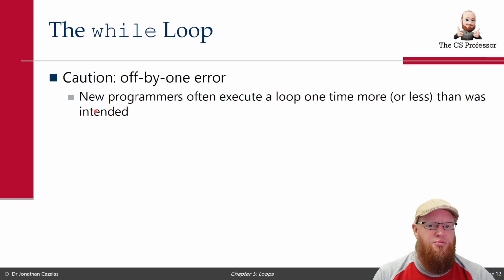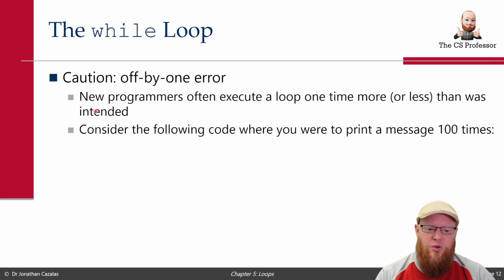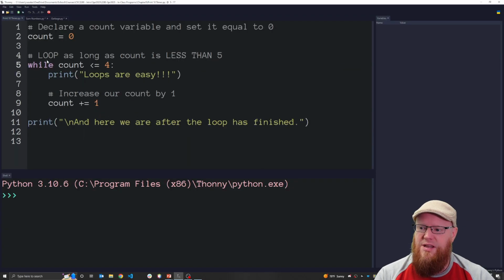Also important for new programmers is to avoid an off-by-one error. This is very common. On that example of printing 10 times, for example, if you want to go from 1 to less than or equal to 5, that would be exactly 5 times. But if you started at 0 and said less than or equal to 5, that would be 6 times.